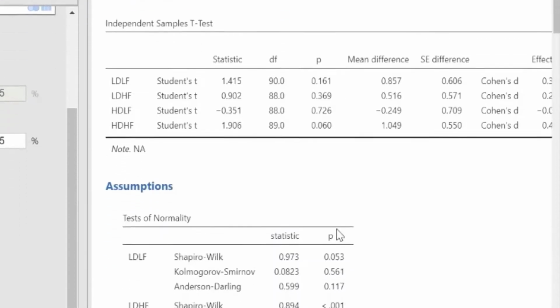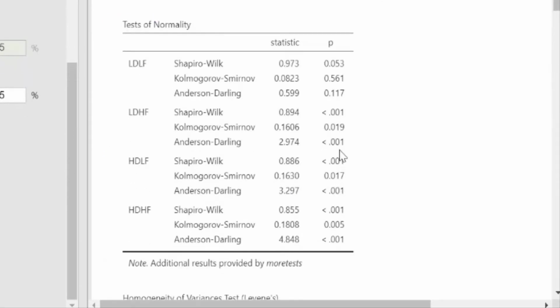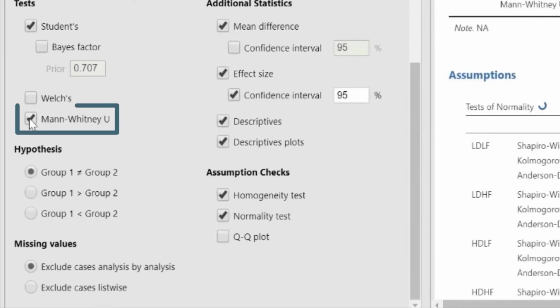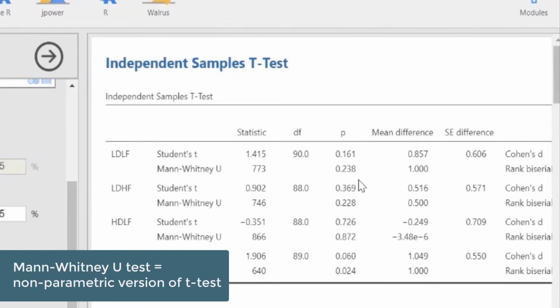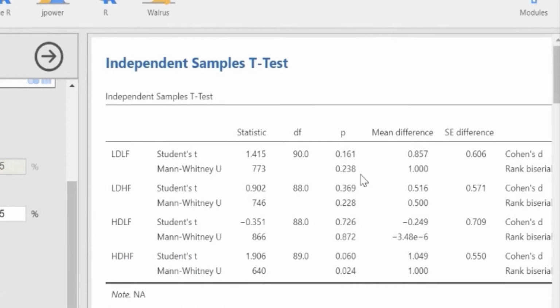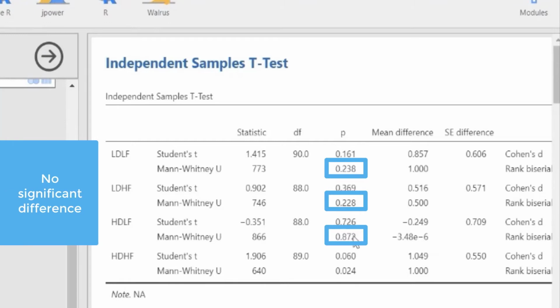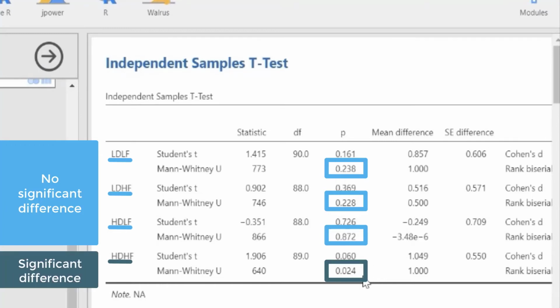Given that the assumption of normality has been violated in 3 of the categories of insect, we can also select the Mann-Whitney U test, which is a non-parametric version of the t-test. Looking at the p-value of the Mann-Whitney U test, it seems to also suggest that there are no significant differences between males and females for LDLF, LDHF, and HDLF. But for HDHF, there seems to be a significant difference between males and females.